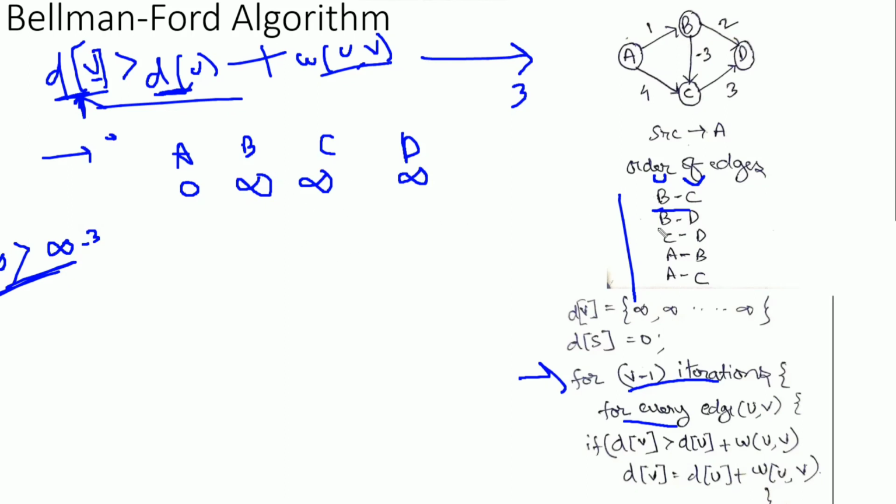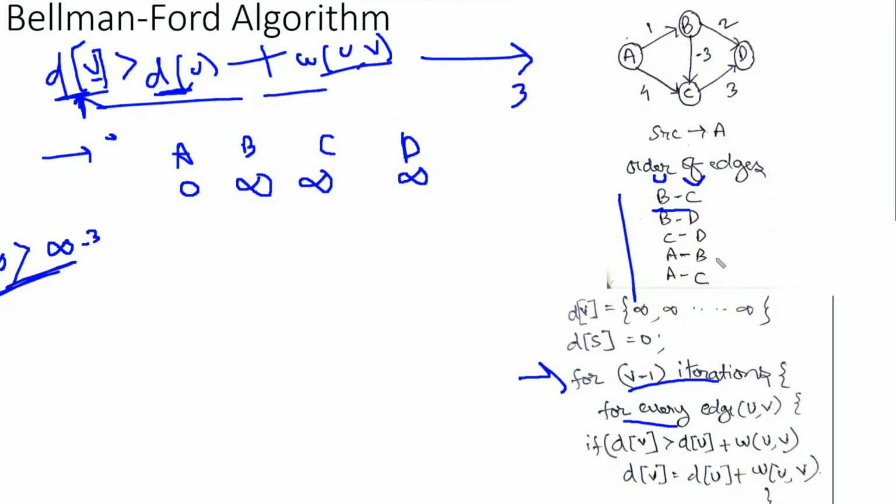Now next edge is b and d. So b is what? B is infinity. Okay, d is also infinity. So if both are infinity, no relaxation will perform. Next edge is c and d. So distance value of c is infinity, distance value of d is infinity, no relaxation will perform.